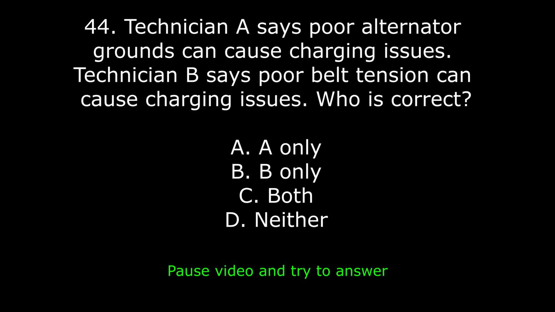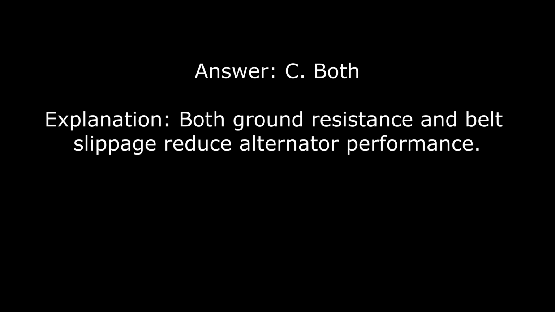44. Technician A says poor alternator grounds can cause charging issues. Technician B says poor belt tension can cause charging issues. Who is correct? A. A only. B. B only. C. Both. D. Neither. Answer: C. Both. Explanation: both ground resistance and belt slippage reduce alternator performance.